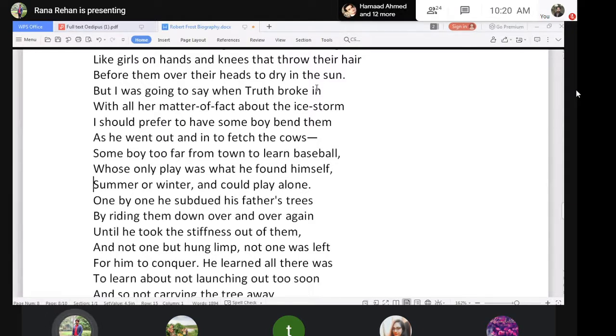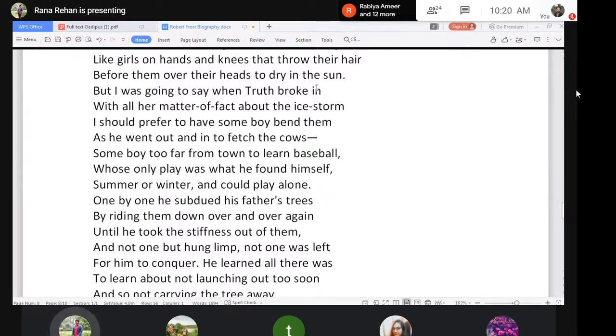And he does the same. He was a child. He had the energy. He had the potential, and he took the stiffness out of them. Not one hanging limb, not one was left for him to conquer. There was not one tree, one branch left to conquer for him. So he conquered every tree of his father by swinging them down again and again, and he took the stiffness out of it.